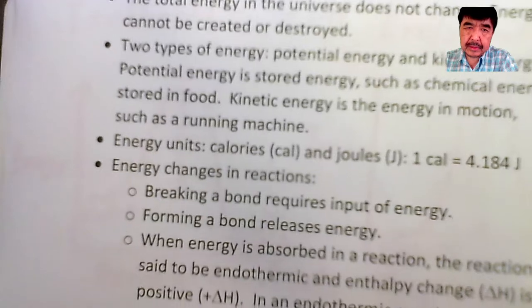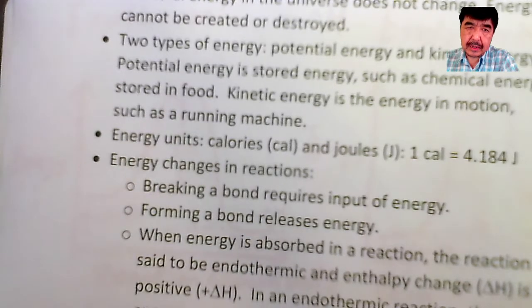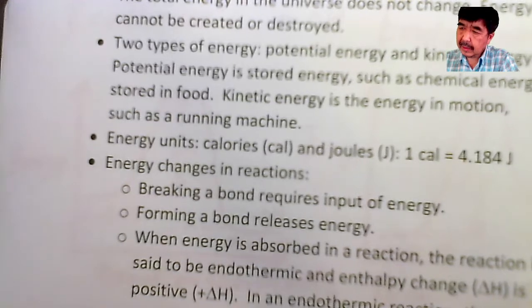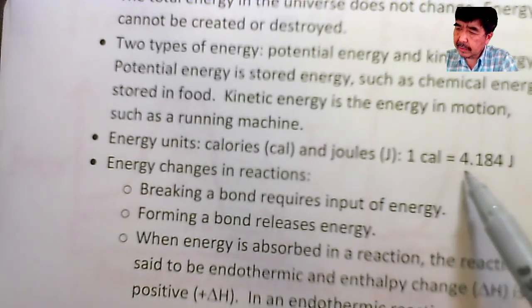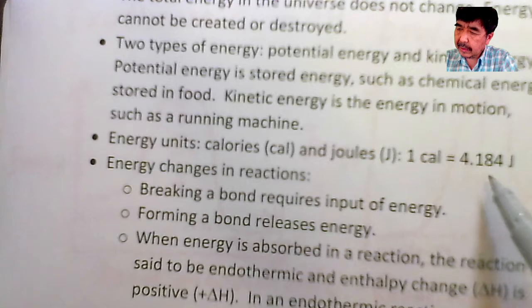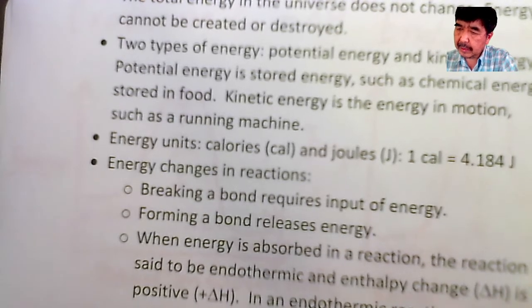The energy units are calories and joules. Okay, 1 calorie equals 4.184 joules. Okay, these are the units.